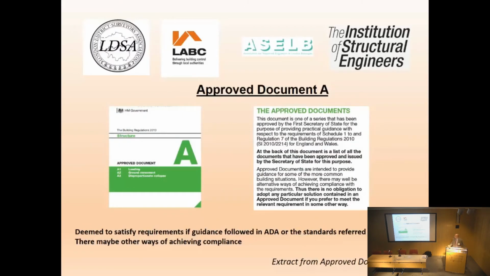Go to the next slide. Approved Document A. What is Approved Document A? Well, Approved Document A is a document which was approved by the Secretary of State, which provides practical guidance on how to achieve the requirements A1, A2 and A3 of Schedule 1 of the Building Regulations for common situations encountered by structural engineers. At the back of Approved Document A is a list of all the documents, structural design codes that are approved for use on structural design by the Secretary of State.